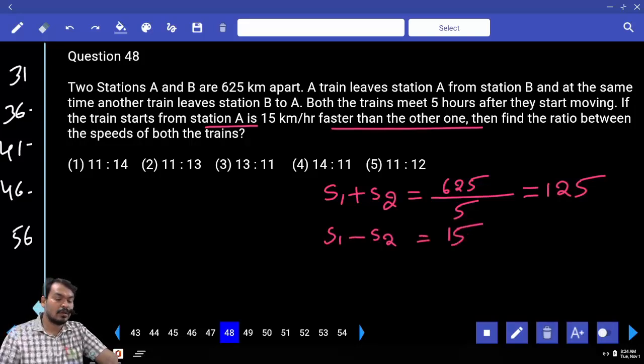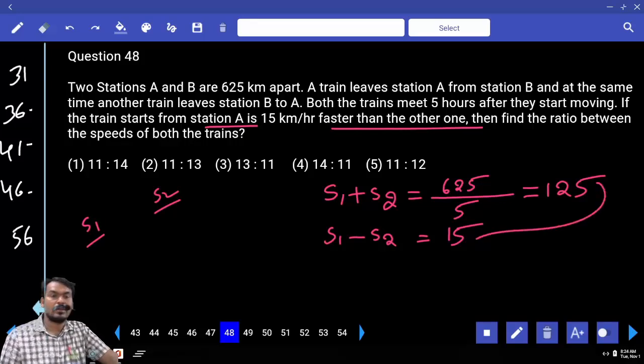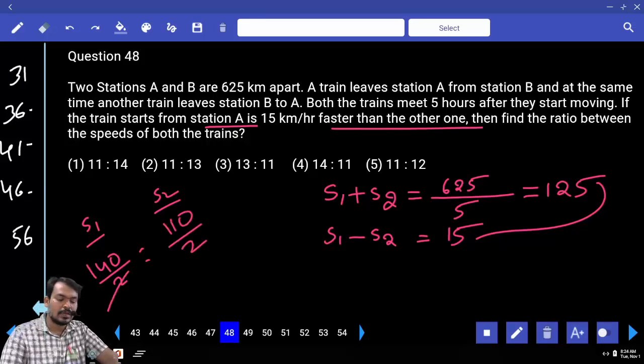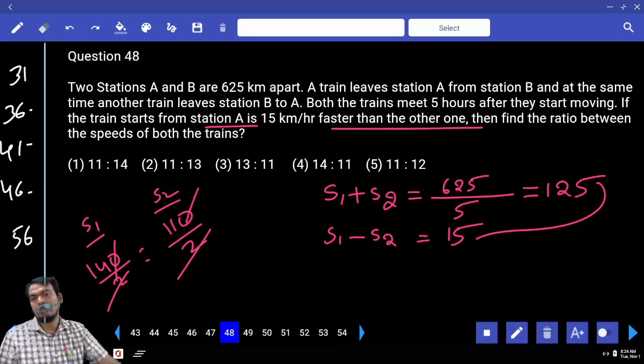What is the question here? The ratio between the speeds of both the trains. So we require the S1 value and the S2 value. 125 plus 15 is 140, by 2 we get S1. Next, subtracting, 125 minus 15 is 110, by 2 we get S2. The denominator 2 cancels, and the numerator zeros cancel. What is the ratio? 14:11.